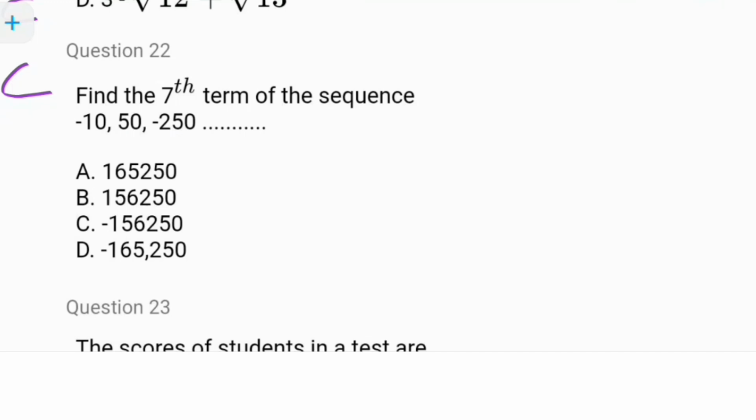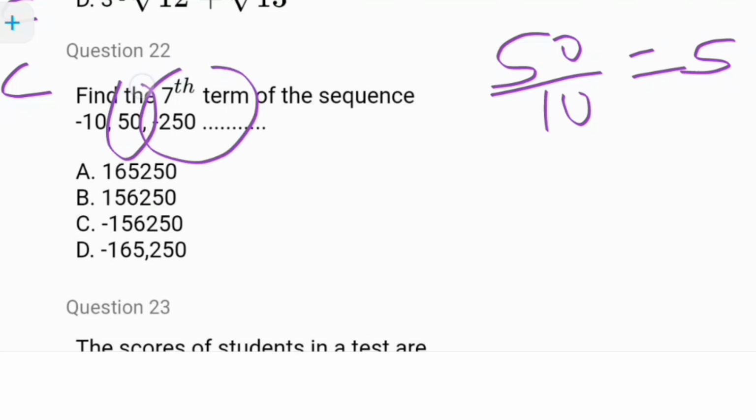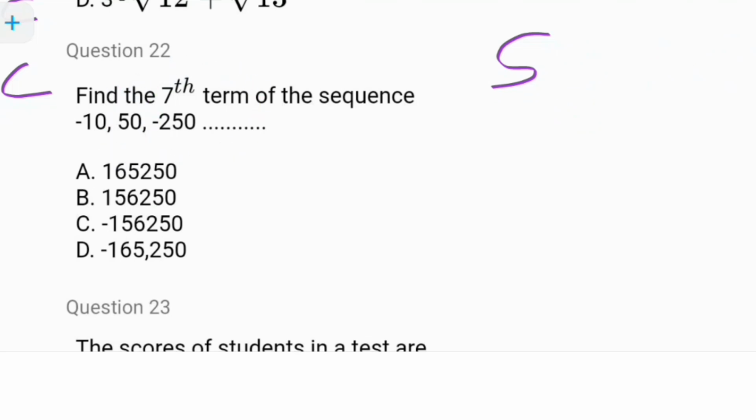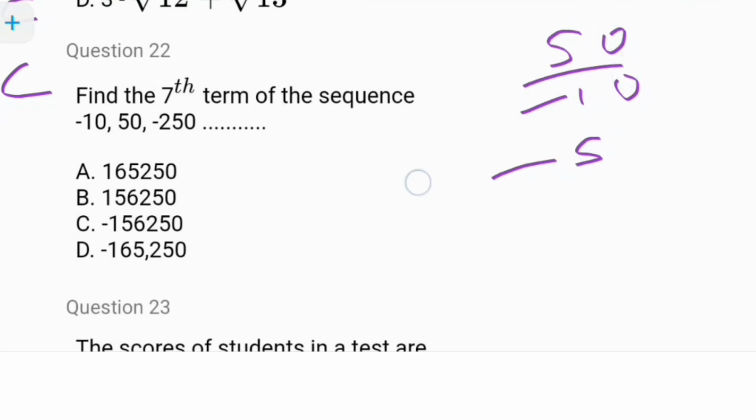So to know if it's a GP, you just do 50 divided by 10. That will give you 5. 250 divided by 50. That's also 5. So you can see that it's GP. And the common ratio will be negative because 50 divided by minus 10 will give you minus 5. That means the common ratio is negative, minus 5.